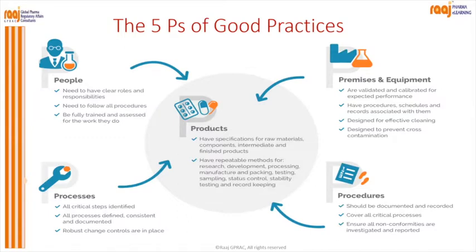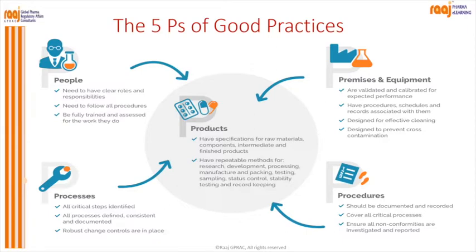And robust change controls should be in place. You say your product, your technology, your process is robust when it gives consistent results. I have already quoted the example of McDonald's, right? Then all these people, premises, procedures, processes are relevant to your products, right? So all are interlinked. See, there should not be a mismatch of any linkages.